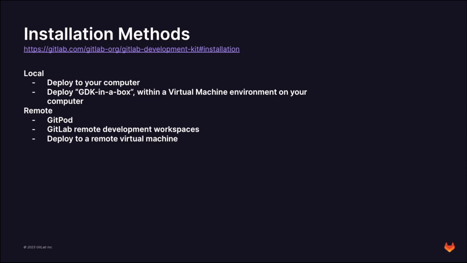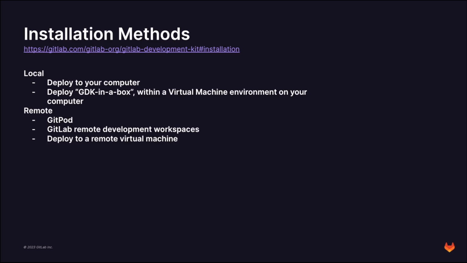If you're deploying locally, such as on your Mac or your Windows machine, you can deploy to your local computer, preferably through a virtual machine, but you can also deploy GDK in a box, which is a virtual machine that can be deployed, such as using UTM or other virtual machine software. If you're doing it remotely, you can use software such as Gitpod, use GitLab remote development workspaces, or you can deploy to a remote virtual machine. For the purposes of the rest of this video, I will be deploying to a remote virtual machine, so any information or instructions I provide will be from that context.